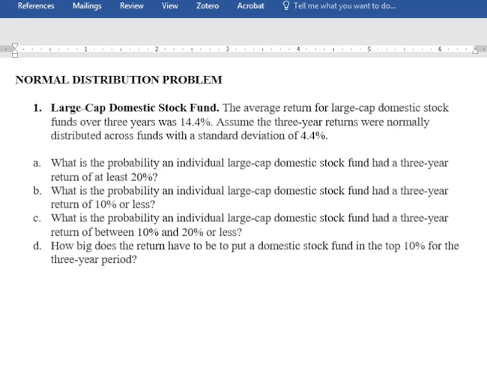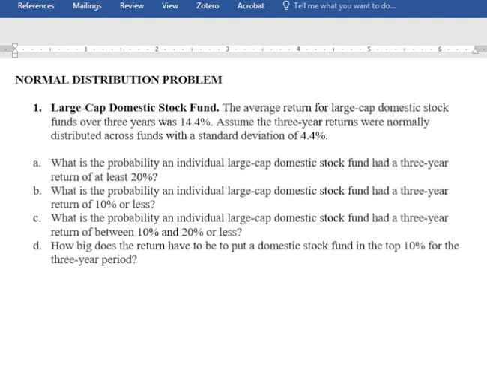Now we want to look at the normal distribution, and we're going to use this example. It says here the average return for a large cap domestic stock over 3 years was 14.4%. And we have the standard deviation over that same time of 4.4%. So in order to use the normal distribution, we always need these two things. We need the mean, and we also need the standard deviation. And so we have them. In terms of part A, it asks us what is the probability that the return is at least 20%.